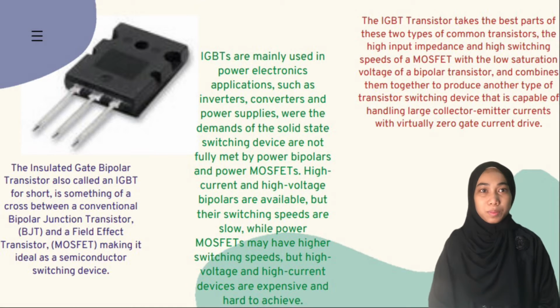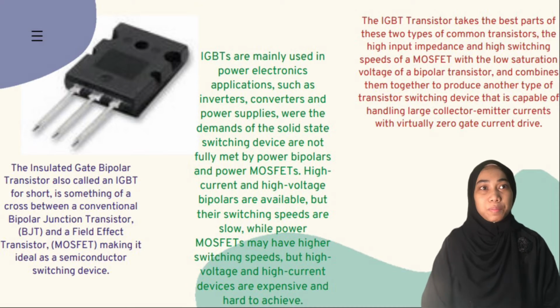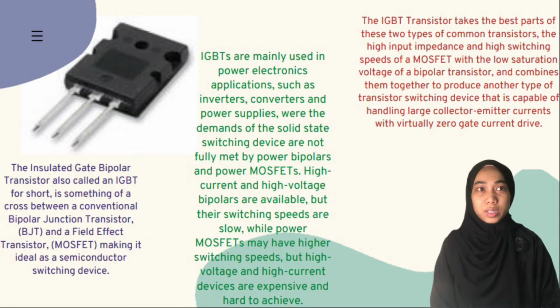High current and high voltage bipolar are available, but their switching speeds are slow, while power MOSFET may have higher switching speed, but high voltage and high current devices are expensive and hard to achieve. The IGBT takes the best part of these two types of common transistor, the high input impedance and high switching speed of a MOSFET with the low saturation voltage of a bipolar transistor, and combines them together to produce another type of transistor switching device that is capable of handling large collector-emitter currents, with practically zero gate current drive.